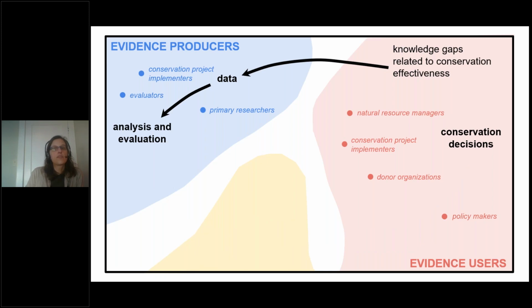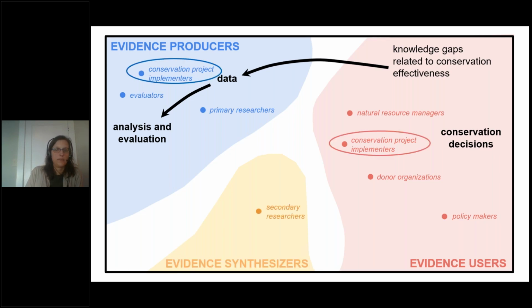Let's start from a place where evidence users recognize that there's a gap in knowledge related to a conservation decision. If this knowledge gap is due to a gap in the evidence base, evidence users need mechanisms to motivate producers to generate appropriate evidence, which might come from primary research or from implementation outcomes and evaluation. Sometimes this is relatively straightforward, particularly if a single actor functions as both an evidence user and evidence producer. For example, conservation project implementers can be both users and generators of evidence, facilitating the alignment between what users need to know and the evidence that is produced.